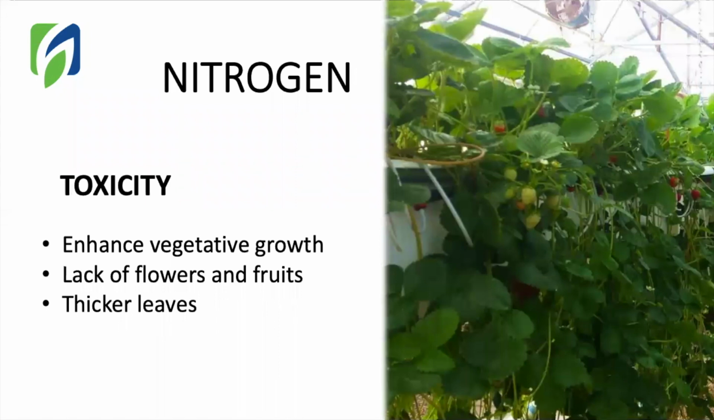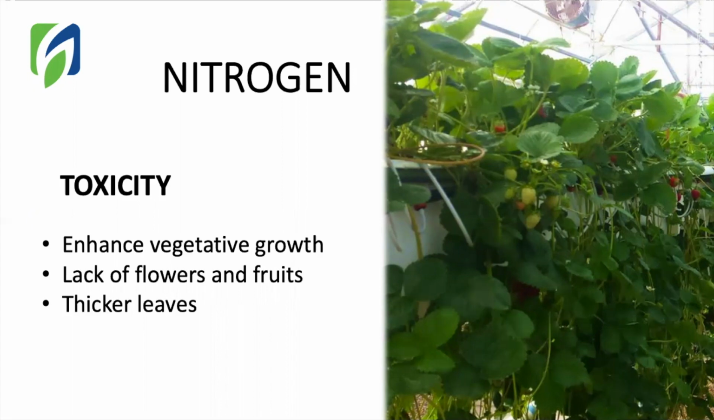Nitrogen in high quantities can also affect plant development. When nitrogen is present in high concentrations, the plant will tend to be more vegetative. We'll have more stems, leaves, runners, and the plant in general will be more vegetative. But the generative phase can get affected if we have a lot of nitrogen, meaning that we will have fewer flowers, fewer fruits, or none.